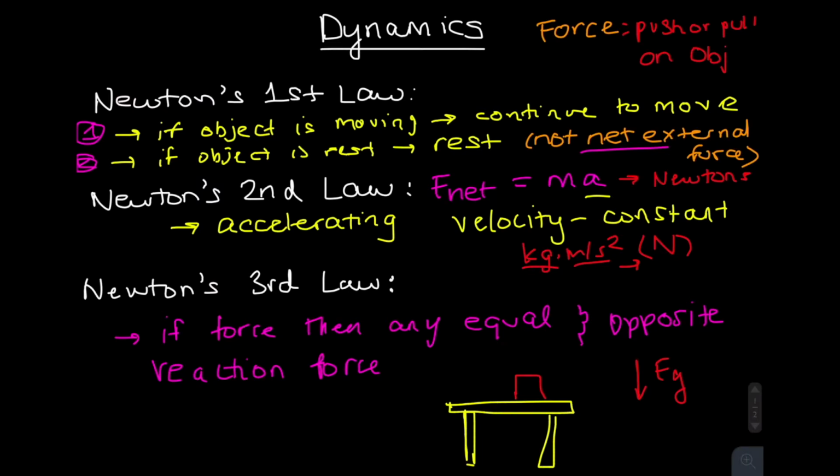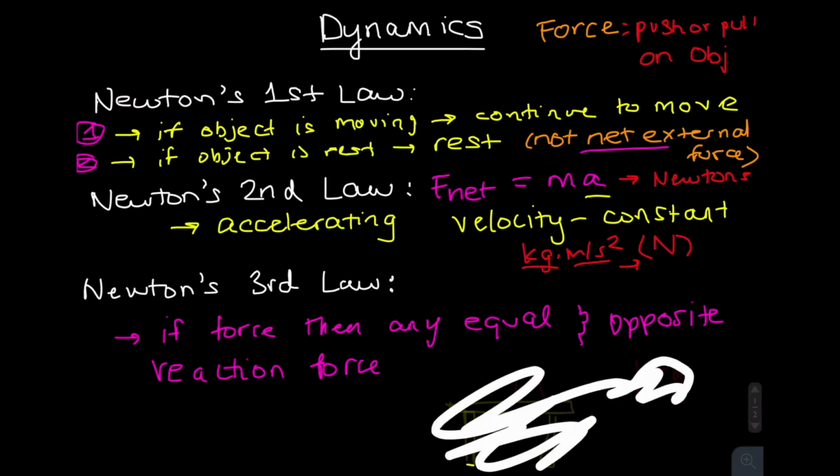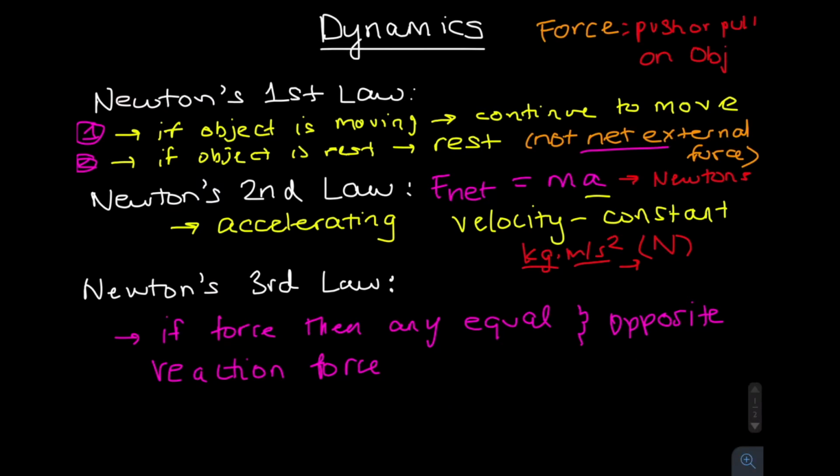So what this third law is saying is that if there's a force acting on an object, there's an equal and opposite reaction force on the same object. It's not going to be on two different objects, because if it's on two different objects, then that's not how Newton's third law works. So one force on an object means there's going to be an equal and opposite reaction: the same magnitude of force, just a different direction, and it has to be on the same object.